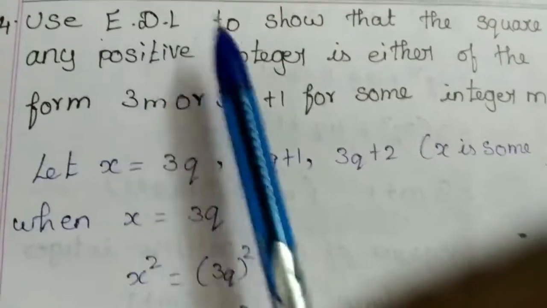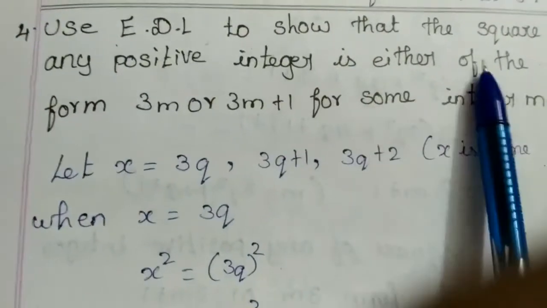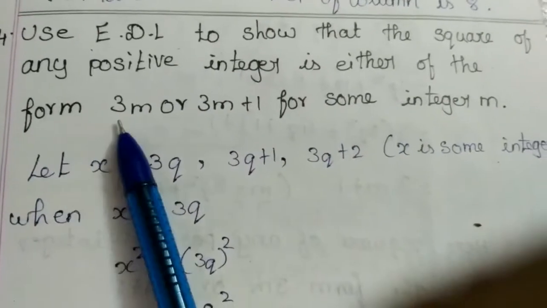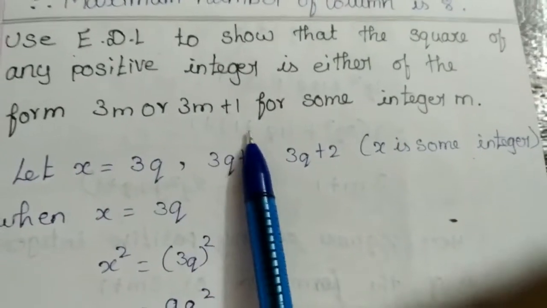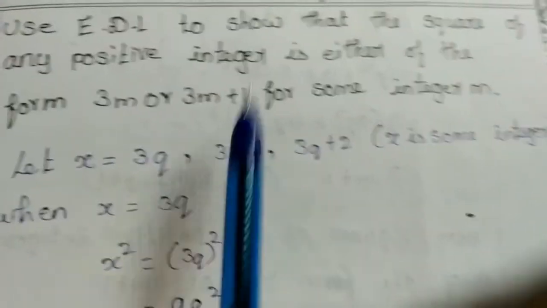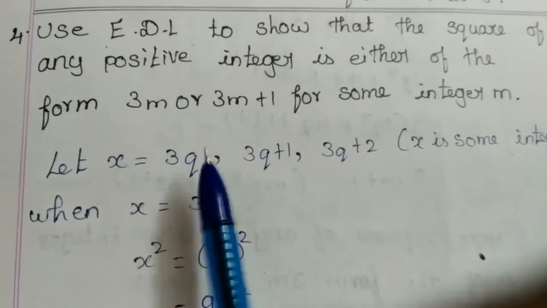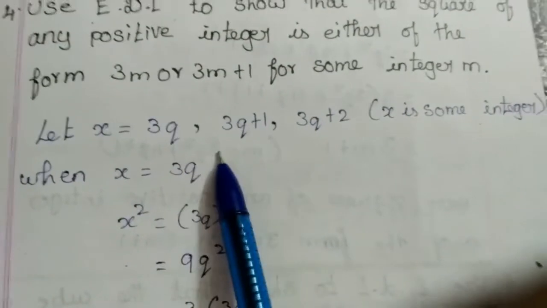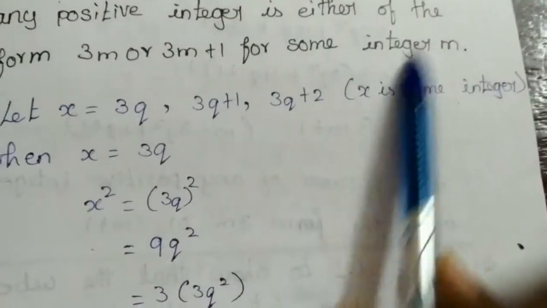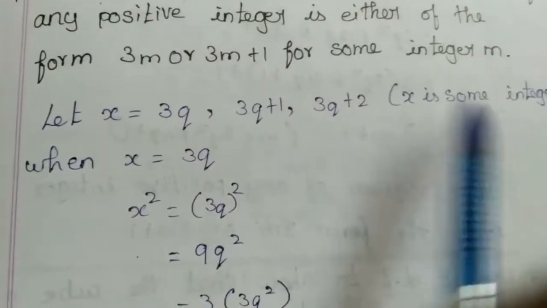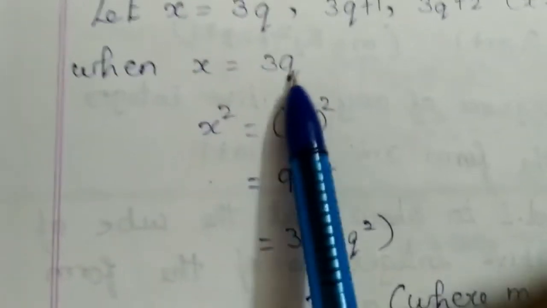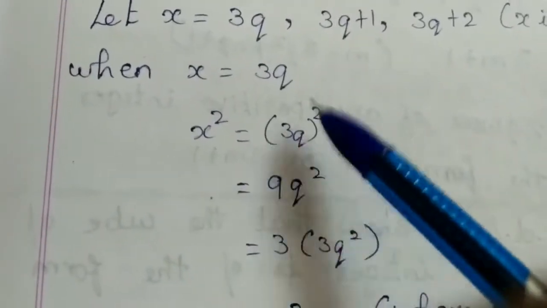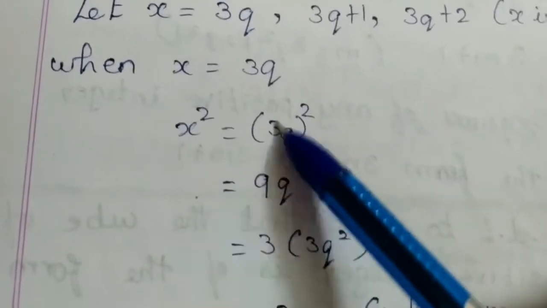Fourth question. Use EDL, that is Euclid's division lemma, to show that the square of any positive integer is either of the form 3m or 3m plus 1 for some integer m. This is the question. The answer is, let x is equal to 3q or 3q plus 1 or 3q plus 2, where q is some integer. When x is equal to 3q, what we have to do is square both sides, that is x square and 3q whole square.